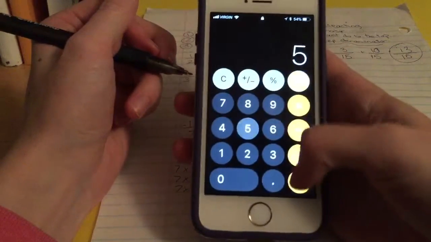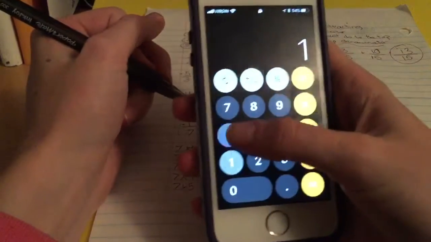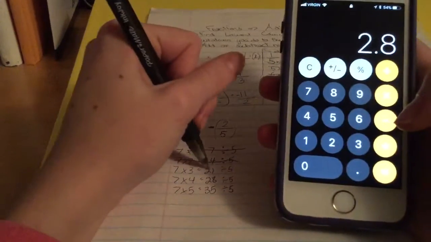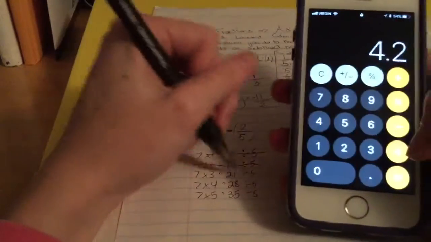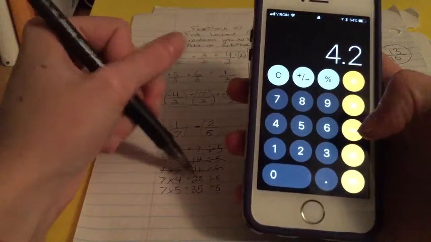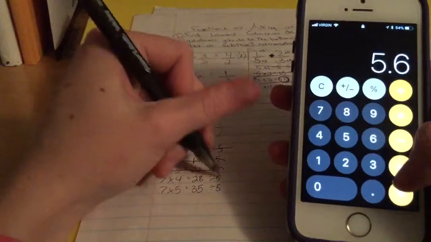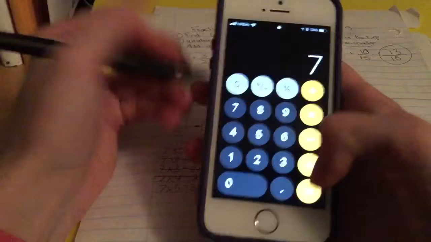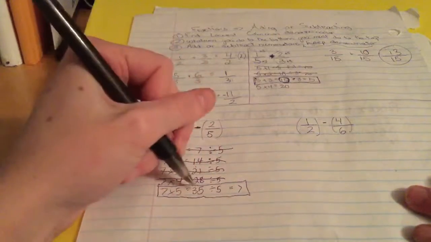So 7 divided by 5 is a no. We have a decimal here, we don't want that. 14 divided by 5, another no. 7 times 3 is 21, so 21 divided by 5 is another no. 7 times 4 is 28, and 28 divided by 5 is no. 7 times 5 is 35, divided by 5 is 7. Perfect. So this is the one we're going to use. We've got a whole number, and our lowest common denominator is this.